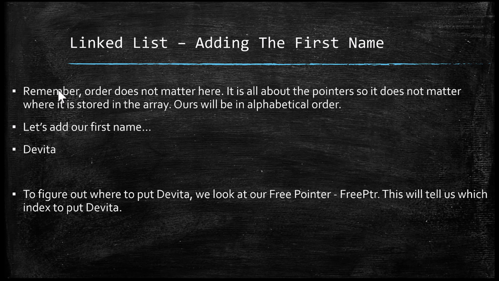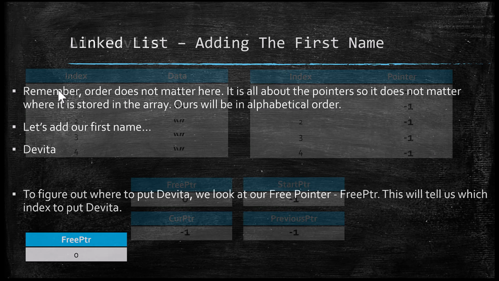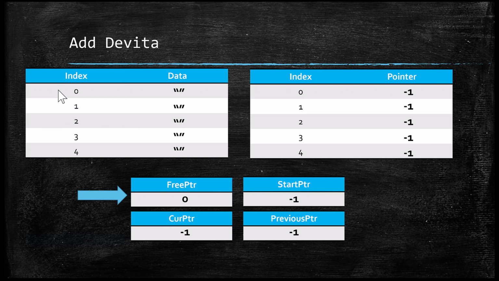So to figure out where to put Davida, we look at our free pointer, and we're going to do this for every name. We just look at our free pointer. Now in the program, that's going to be free PTR. This will tell us which index inside the linked list of names to put the name Davida. Well, our free pointer is saying, hey, index 0 is free. It's available to be used. So we look at the free pointer. It's 0. I go into index 0. What am I putting inside index 0? Well, I'm putting Davida's name. So Davida goes right inside index 0.